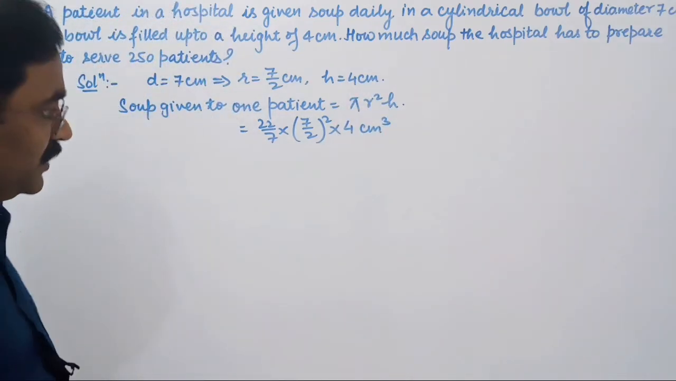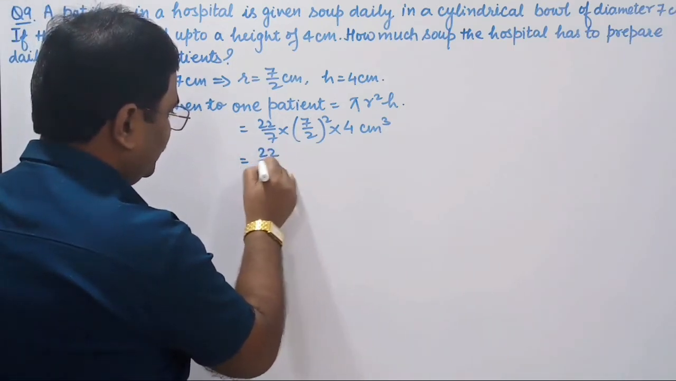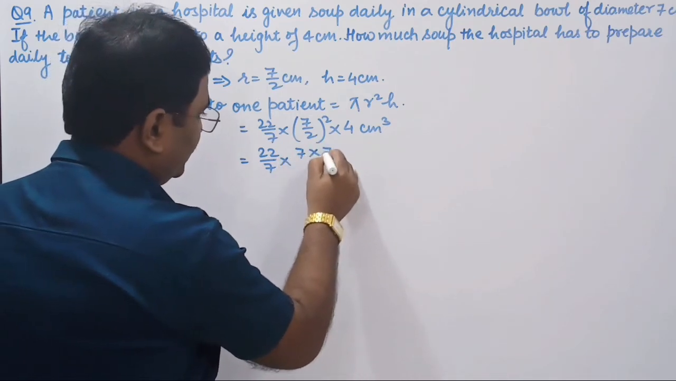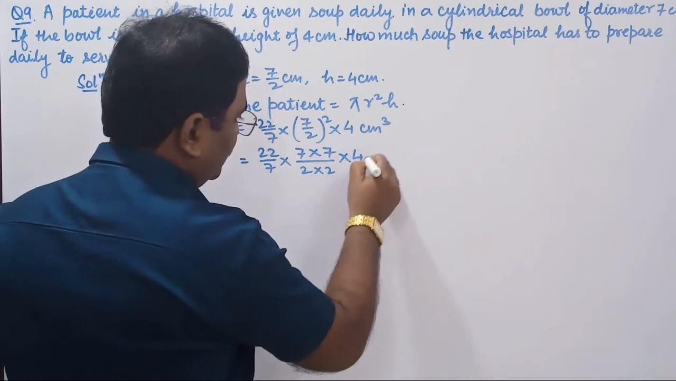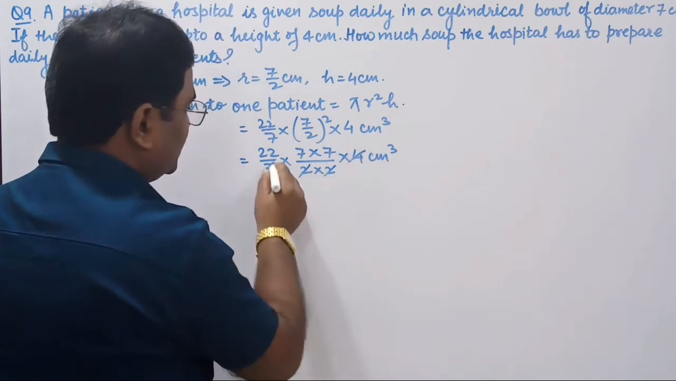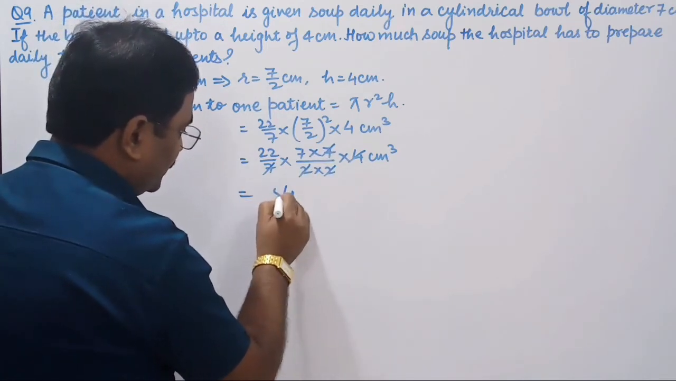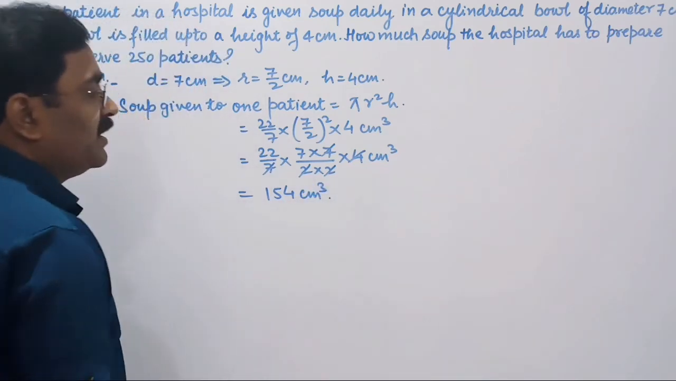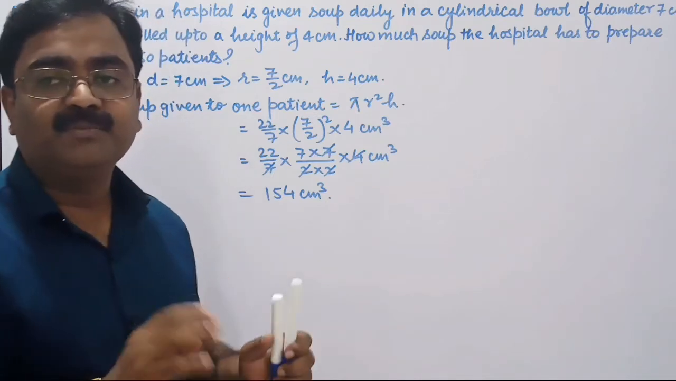Simplify it. You will get 22 upon 7 multiplied by 7 into 7 upon 2 into 2 multiplied by 4 cubic centimeter. So 2 2s are 4, cancelled; 1 7 is cancelled; 7 2s are 14, 7 2s are 14, 11 14s are 154 cubic centimeter, the amount of soup given by the hospital to one patient.